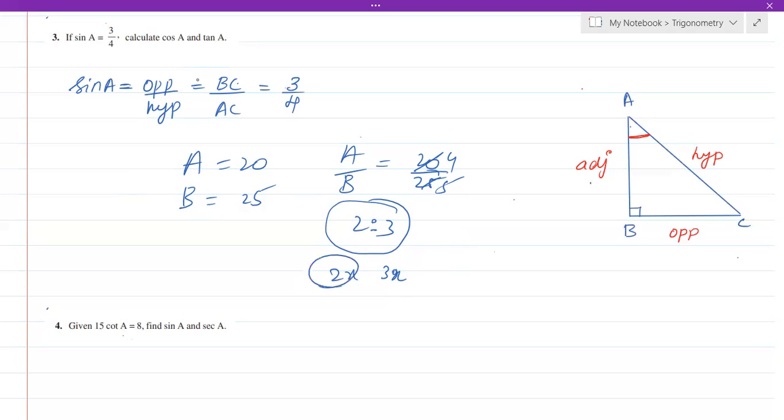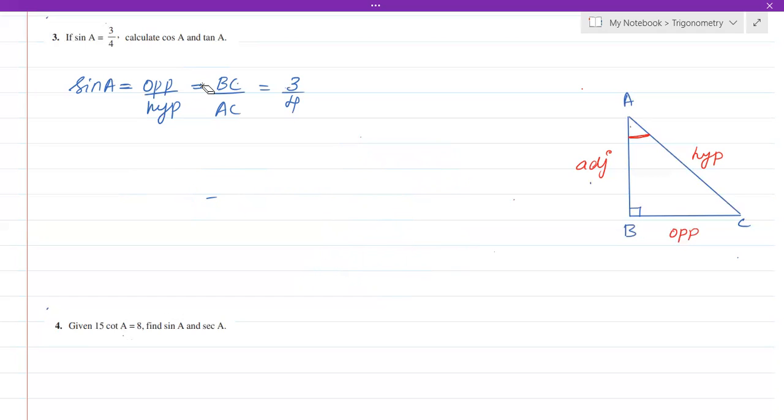So that's why we take it as 2x and 3x: 2 into x, 3 into x. Okay, so here also, if BC by AC is equal to 3 by 4, remember, we cannot say BC is equal to 3 and AC is equal to 4. That is wrong, completely wrong. Okay, now BC is 3 times some x.